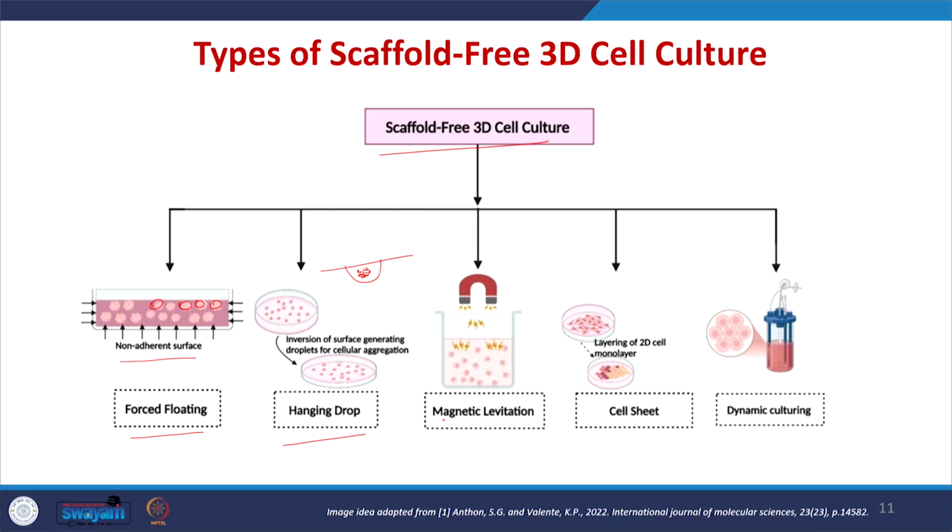The third one is magnetic levitation. Here the cells are labeled with magnetic nanoparticles, and when you apply an external magnetic field, the cells form a clump and form a spheroid with the help of the external magnetic field. The fourth one is the cell sheet, where we layer 2D cell monolayers. You add cells layer by layer, and we can have scaffold free 3D cell culture. The fifth one is dynamic culturing, where you use agitation, and when you use agitation, the cells have a tendency to join together and form a clump and form spheroids.